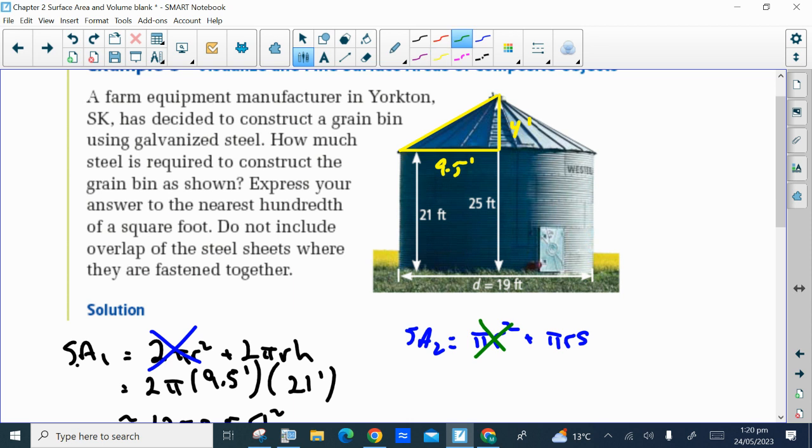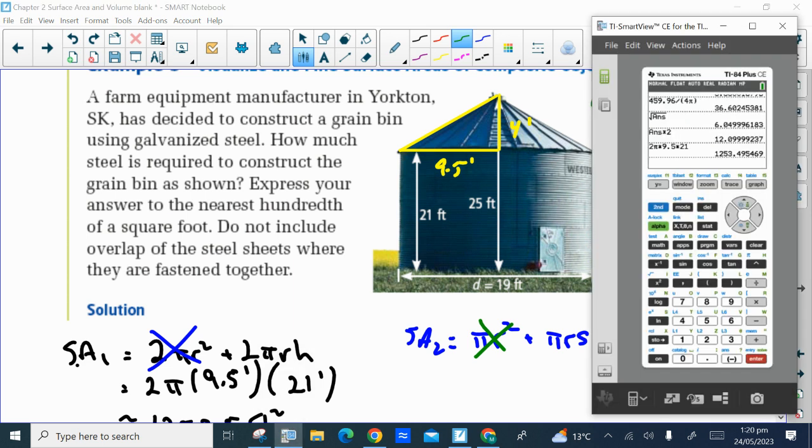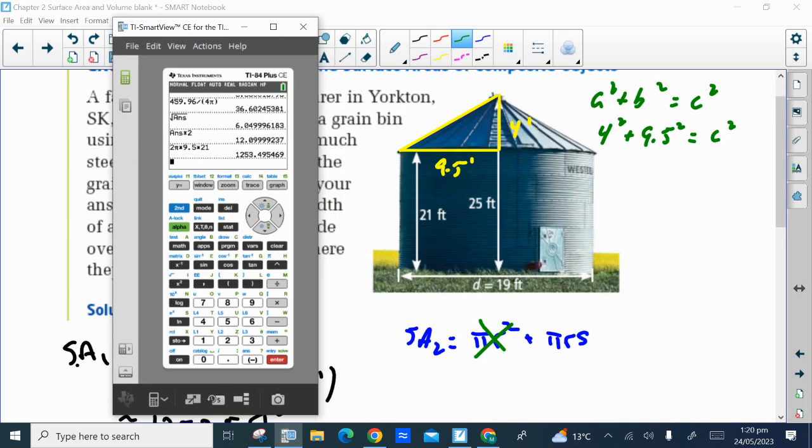We need to find the slant height, which would be the hypotenuse of that right triangle. And we can do that using Pythagorean theorem. A squared plus b squared will equal c squared. 4 squared plus 9.5 squared will equal c squared. Let me store this previous answer into memory slot A so I can get it easily back when I need it.